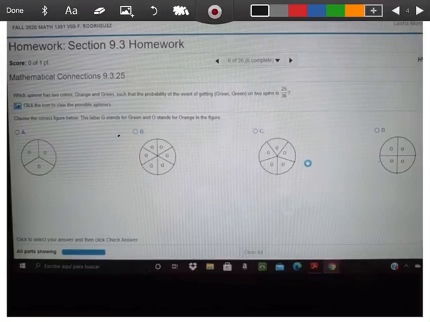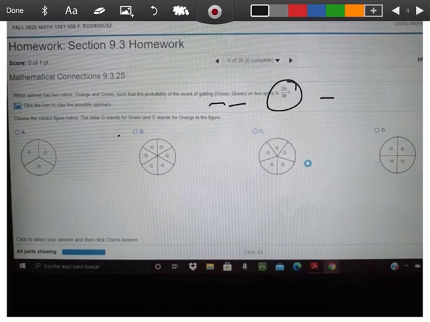All right, so this is problem number 6 out of 9.3, and the directions here say which spinner has two colors, orange and green, such that the probability of the event getting green on two spins is 25 over 36. So what I want you to notice is we're going to do this twice, right? And we're looking for when the probability of getting a green both times is 25 out of 36, okay?